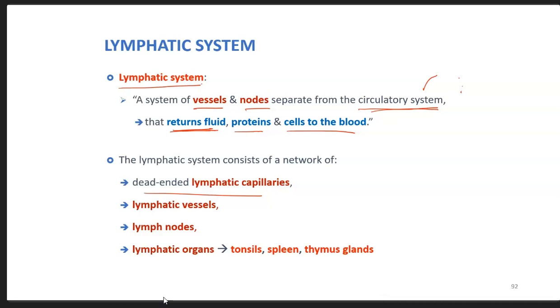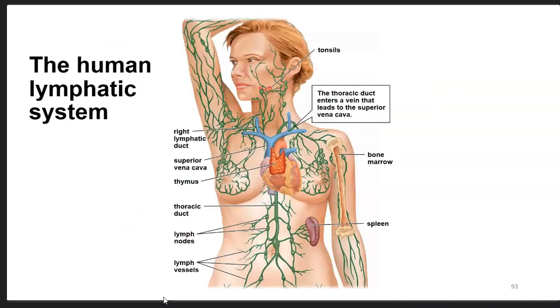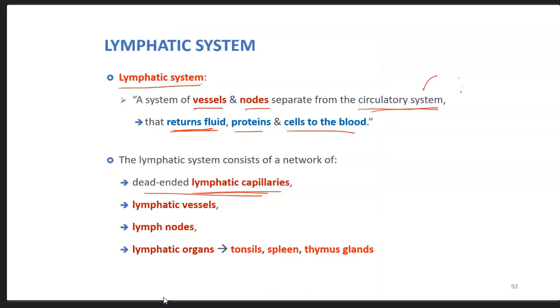But for the lymphatic system, it does not have continuous lymphatic vessels. So they will end in the lymphatic capillaries. Dead end lymphatic capillaries. So nampak ni, dead end lymphatic capillaries. Kat sini dia tak continuous macam blood capillaries. So dead end lymphatic capillaries, and then from the lymphatic capillaries, it enters into the lymphatic vessels.